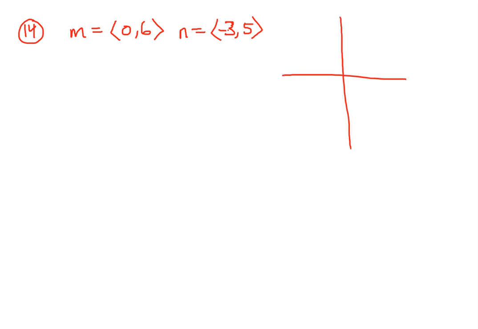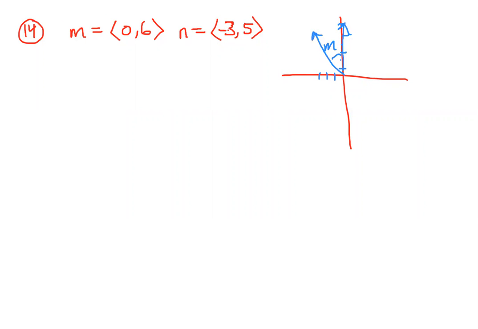Number 14. We've got m equals 0, 6, and n equals -3, 5. If we want to just look at them over here, we've got 0, 6, so there's M, and we've got -3, 5. So it looks like this. So there's going to be your angle right there.